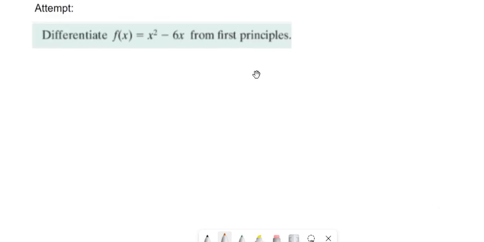But you'll get, so when you put in f of x plus h, you'll get x plus h all squared minus 6 times x plus h, something like that. So it'll get more awkward. You'll have to multiply out the bracket and so on. But if you want to try it there now, have a go at it.